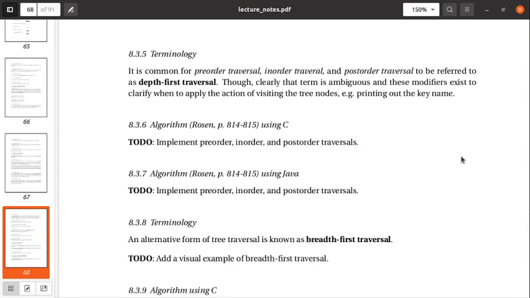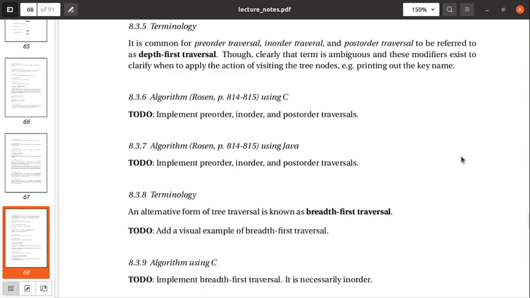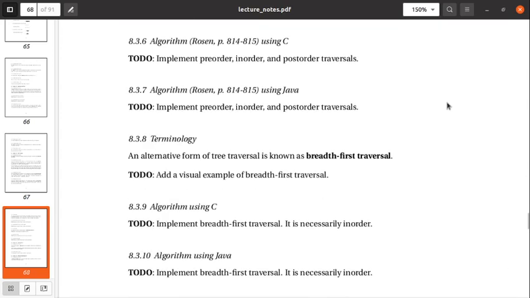Okay, so it's common for pre-order traversal, in-order traversal, and post-order traversal to be referred to as depth-first traversal. Though clearly that term is ambiguous, and these modifiers exist to clarify when to apply the action of visiting the tree nodes. So, for example, printing out the key name. And so again, you'll become more familiar with it as we reinforce it.